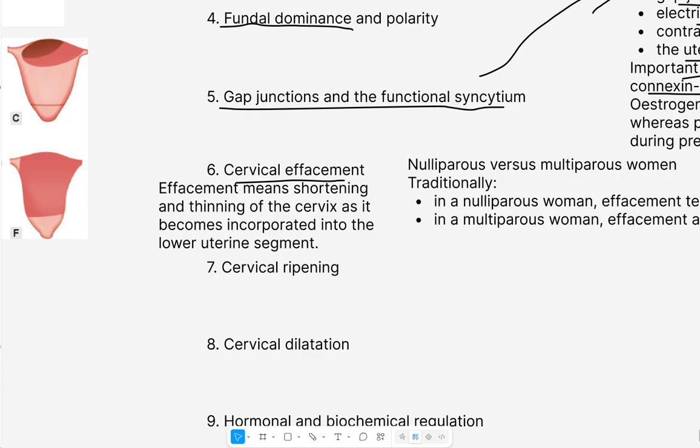Effacement may be expressed as a cervical length in centimeters or a percentage from 0% to 100%. There are examples. Technically, if it's 0% effaced, you know that it's a long cervix. If it's 50% effaced, it's approximately half shortened. And if it's 100% effaced, it means it's completely taken up.